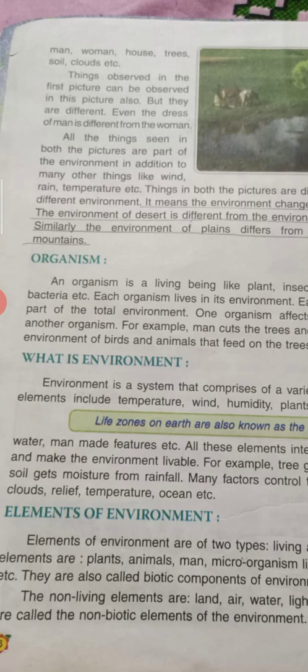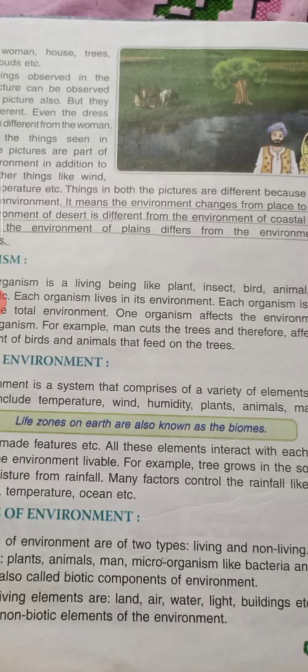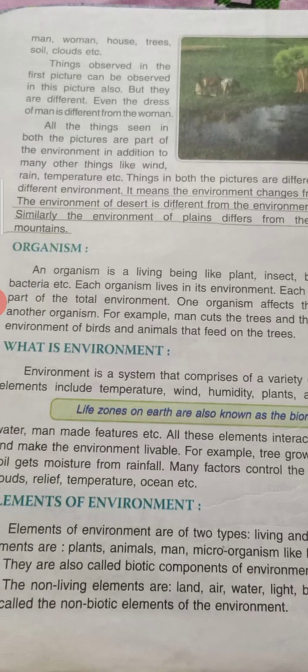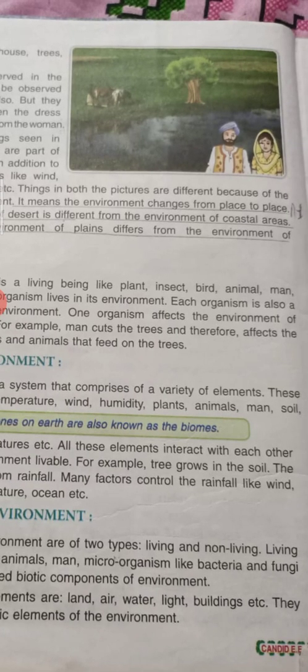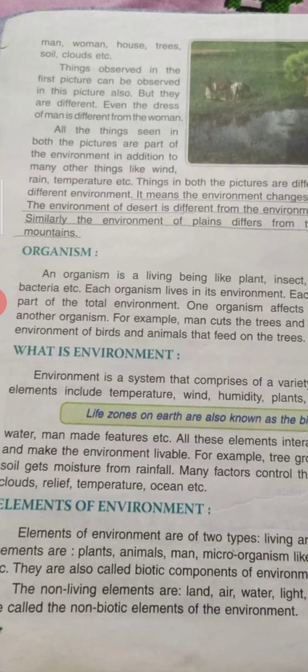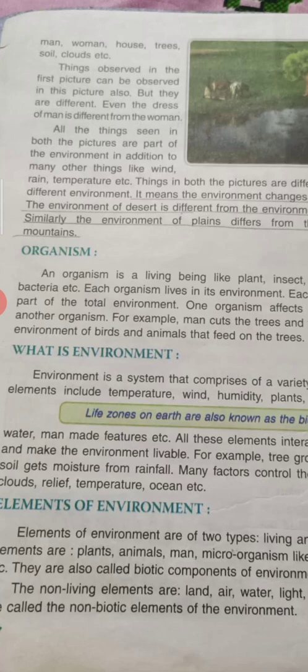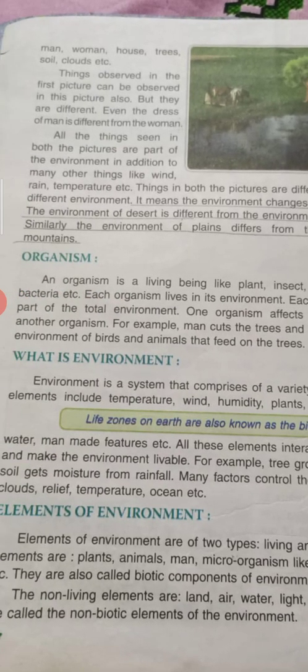Things observed in the first picture can be observed in this picture also, but they are different. Even the dress of the man is different from the women. All the things seen in both the pictures are part of the environment, in addition to many other things like wind, rain, temperature, etc. Things in both the pictures are different because of different environment. It means the environment changes from place to place. The environment of desert is different from the environment of coastal areas. Similarly, the environment of plains differs from the environment of mountains.